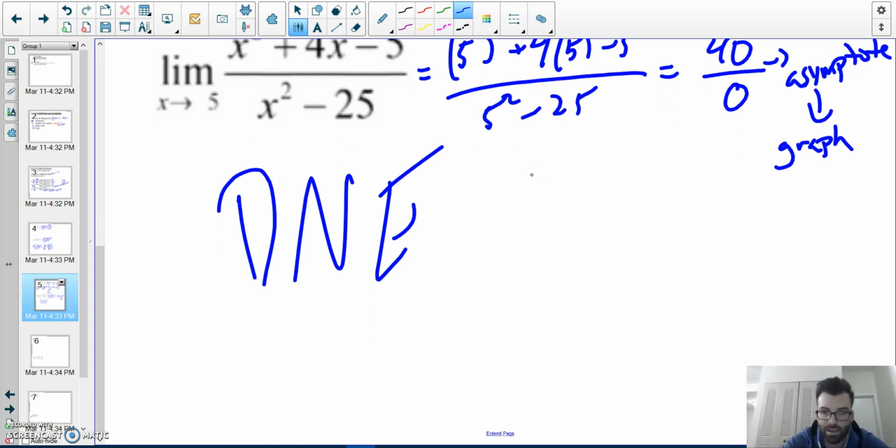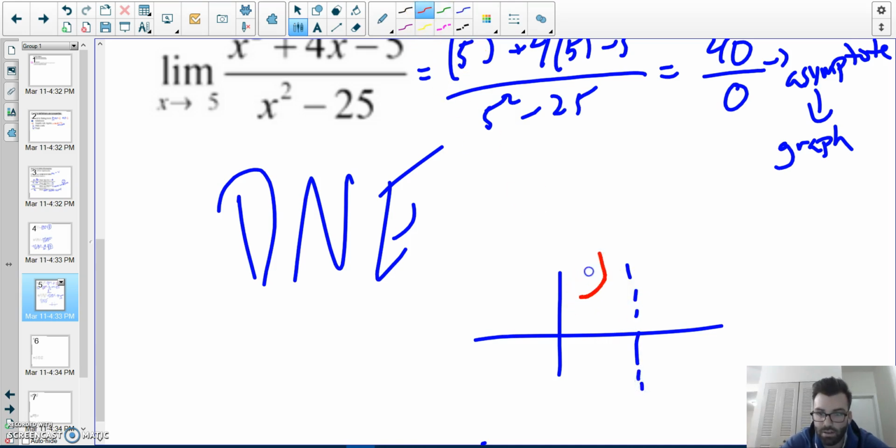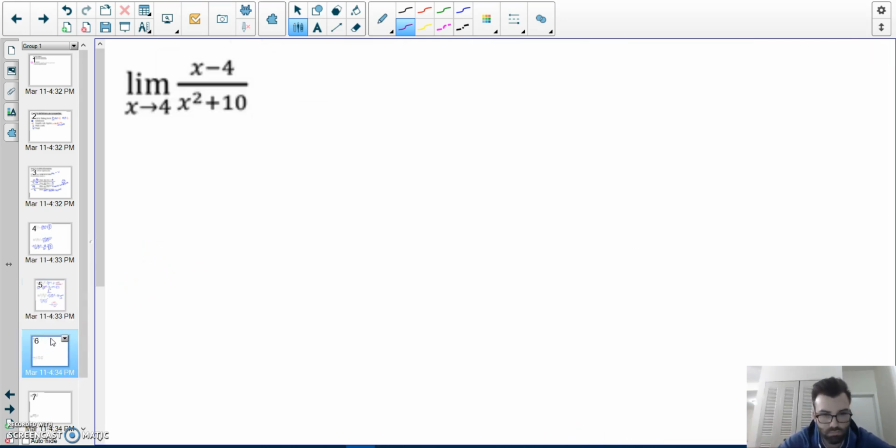All right, let's say my function looks like this. This is 5. If my function, both sides looked like that, I would say positive infinity. If the left and the right limits looked like this, I would say negative infinity. So positive and negative infinities are acceptable answers if the left and right limits match.